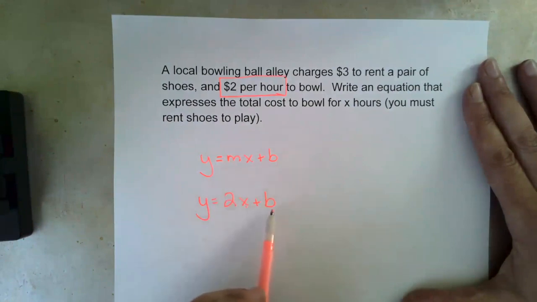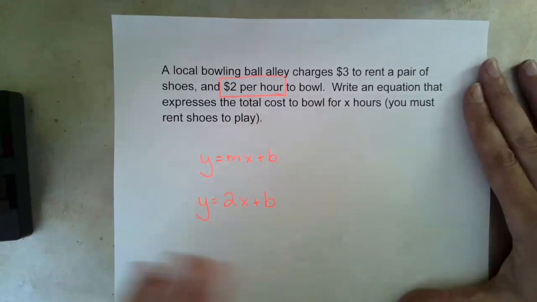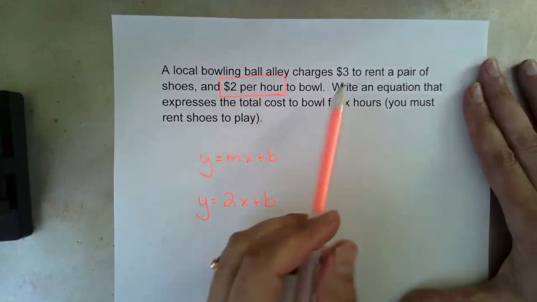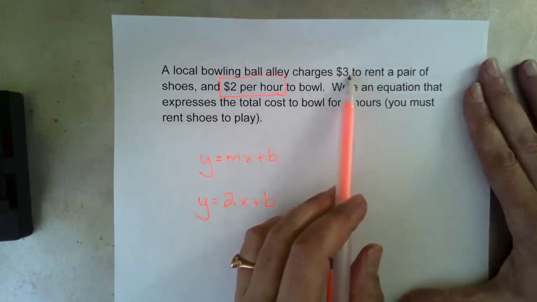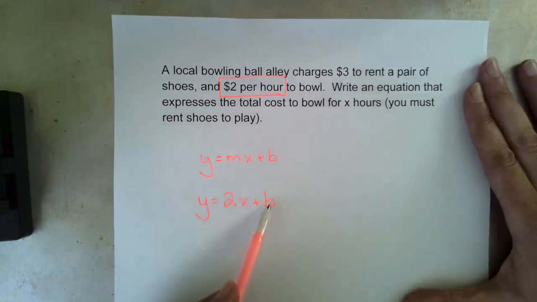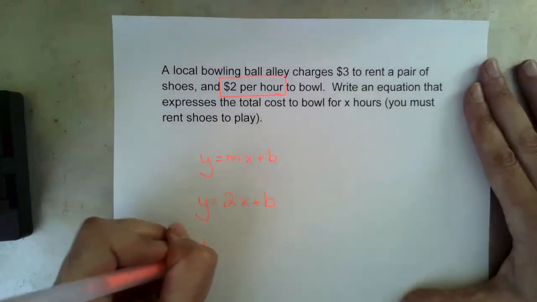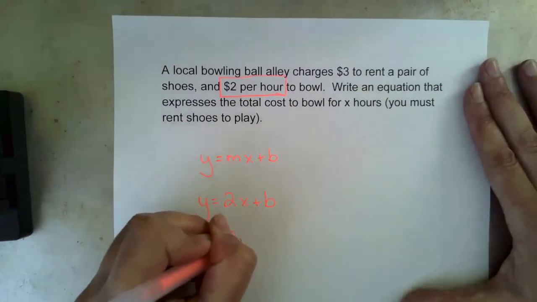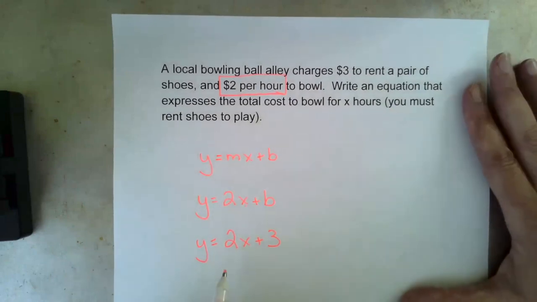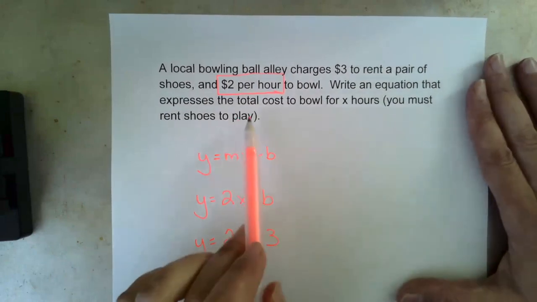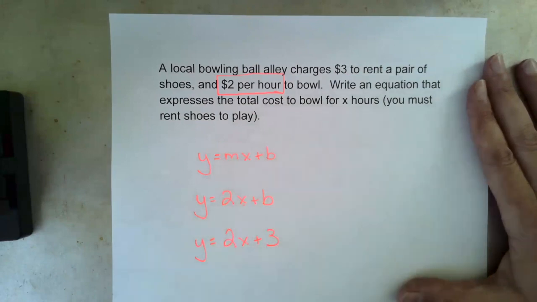But what's the constant, the thing where if we bowled no hours, but we wanted to hang out in the bowling alley, how much would we spend? Well, it says you must rent shoes. So that means our $3, that's our constant there. So y equals 2x plus 3 is a linear expression for the total cost to bowl for X hours.